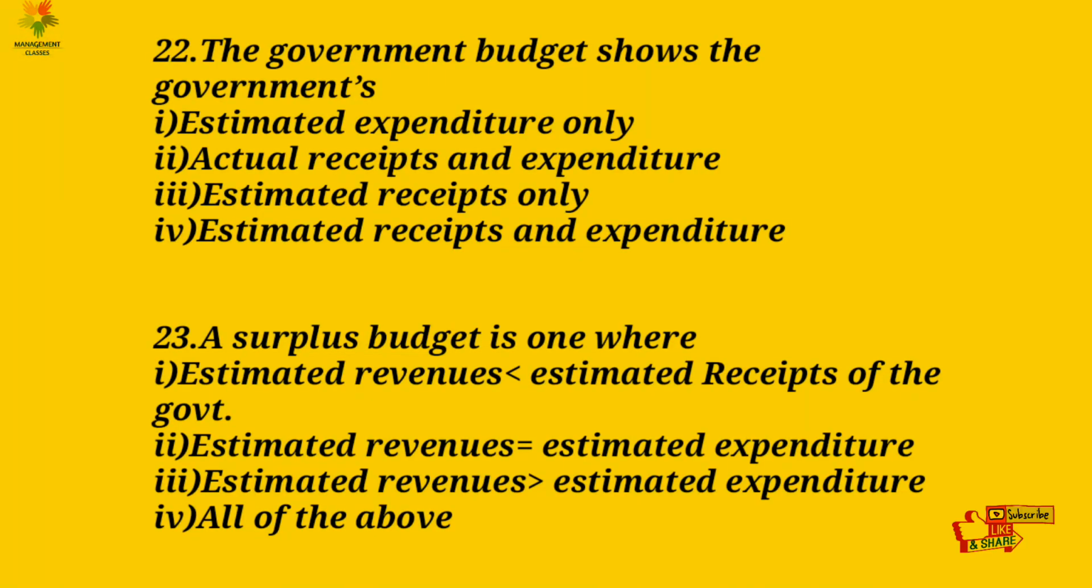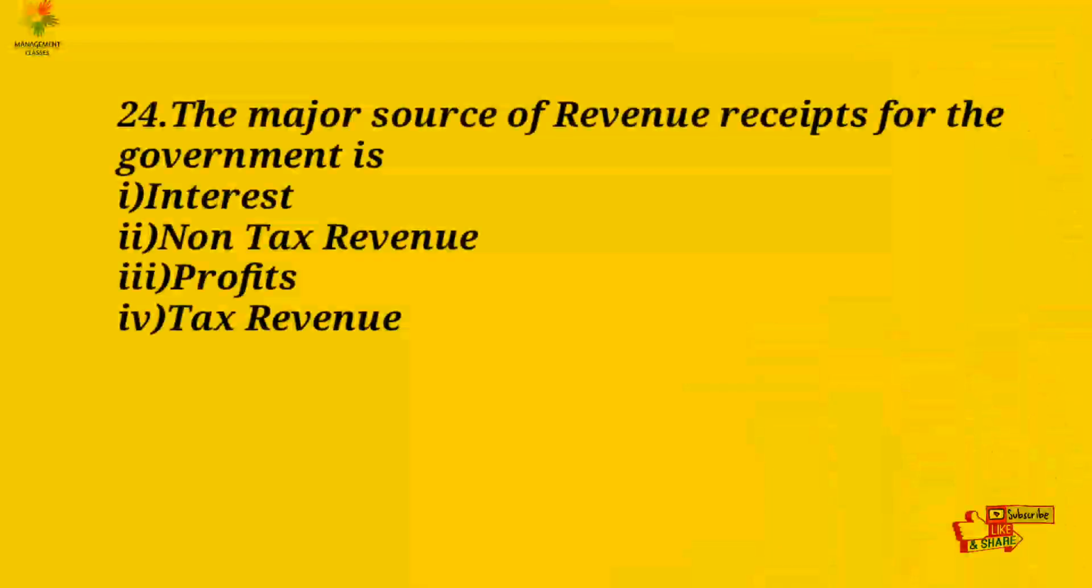Now your next MCQ question comes here. The government budget shows the government's estimated expenditure only, actual receipts and expenditure, estimated receipts only, or estimated receipts and expenditure. Answer will be option number fourth, estimated receipts and expenditure. Next, a surplus budget is one where these are the following options, and the answer will be option number fourth, all of these, which means option number first, option number second, and option number third all apply. Next, the major source of revenue receipts for the government is interest, non-tax revenue, profits, or tax revenue. Answer will be option number fourth, tax revenue. So these are some of the important MCQ questions.